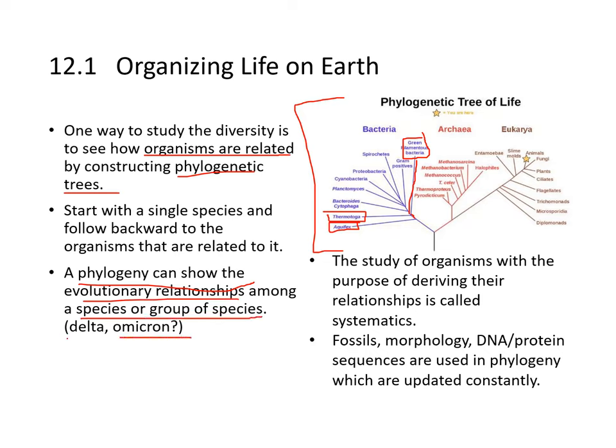Delta and Omicron, where have we heard those terms? Those variants of SARS-CoV-2. Why are there variants of SARS-CoV-2? Because they're evolving, they're changing. And relationships between variants can also be studied using phylogenetic trees. The study of organisms with the purpose of deriving their relationships is called systematics. Typically, things like fossils, morphology, DNA, and protein sequences are used in phylogeny, and they're updated constantly.